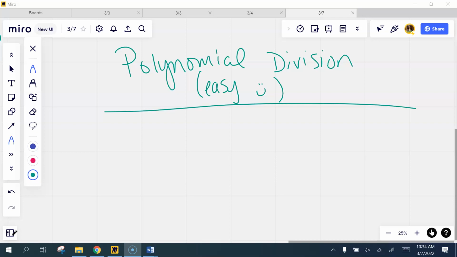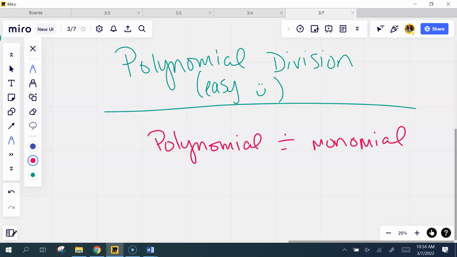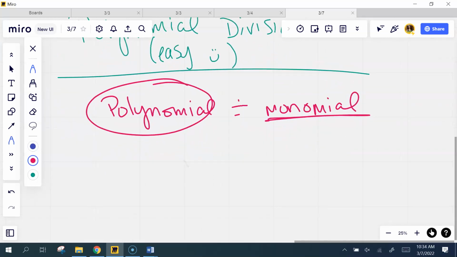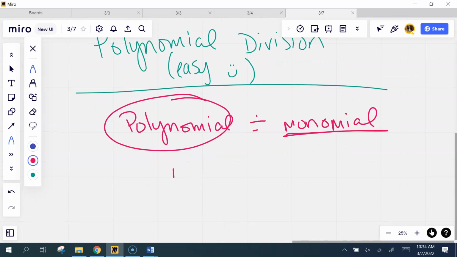So let's talk about polynomial division, and we'll get to some harder polynomial division. Right now, we're just going to talk about if I have a polynomial divided by a monomial. Now, if I use that terminology, does everybody know what I'm talking about? So multiple pieces divided by a single term. So I can write it as division this way, or I could write it as a fraction. And either one of those means divide.